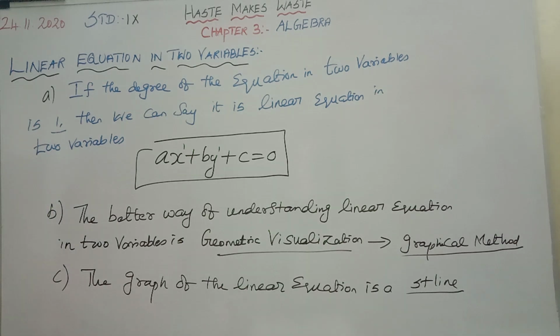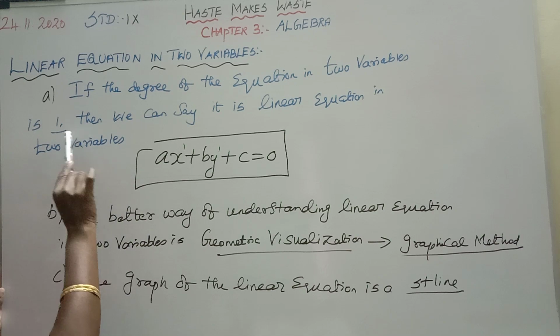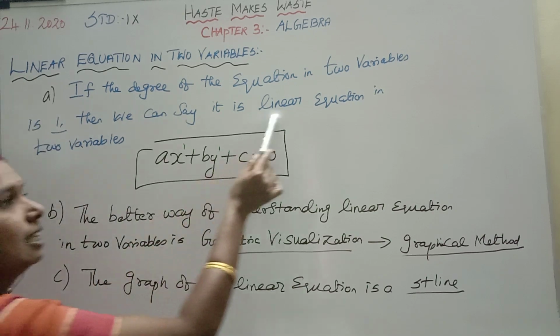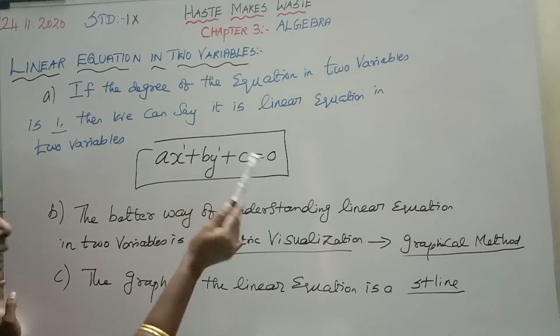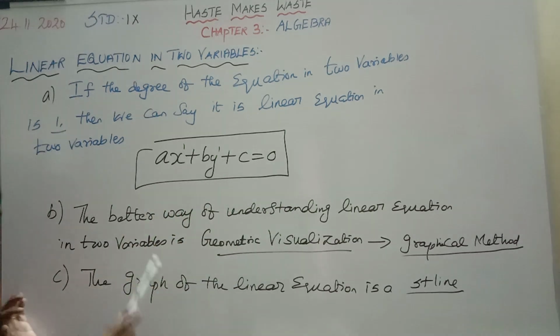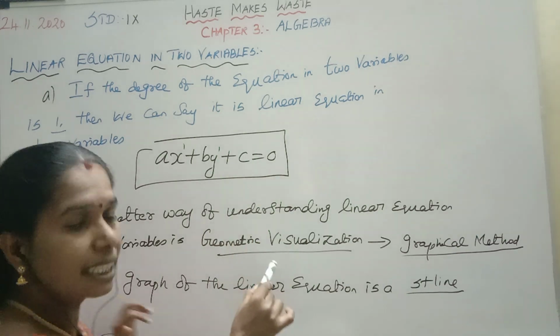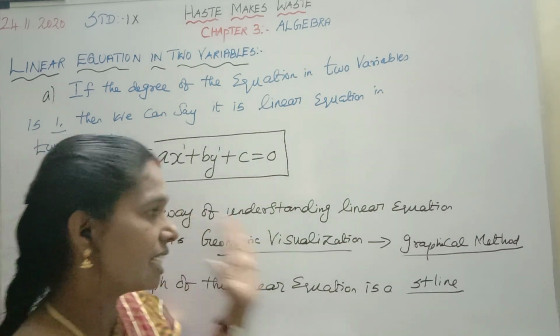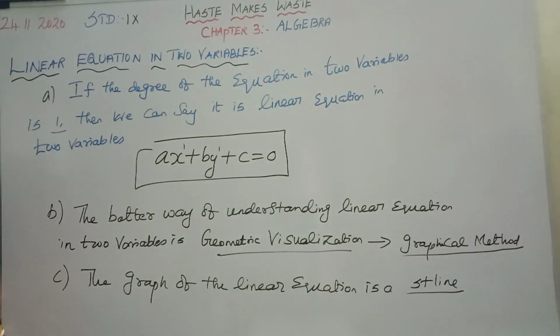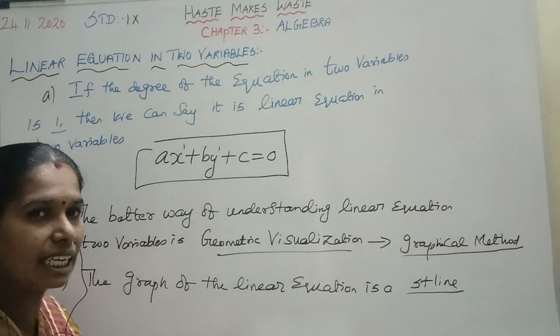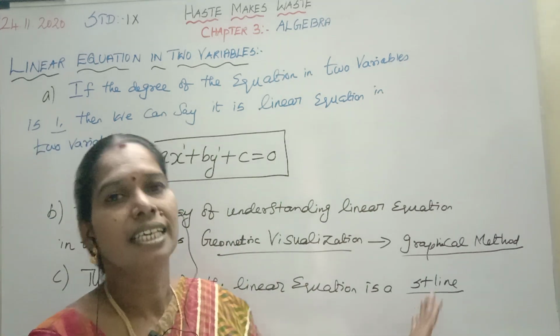Okay? Now this is the idea for linear equation in two variables. Just you have to keep in your mind the degree of the two variables in your equation is 1. Then we can say it is a linear equation in two variables. And what is the general form? Ax plus by plus c equal to 0. And the way of understanding this linear equation is geometric visualization, that is a graph. And how the graph will be? It is not a curve. It will be a straight line. The graph of a linear equation must always be a straight line.